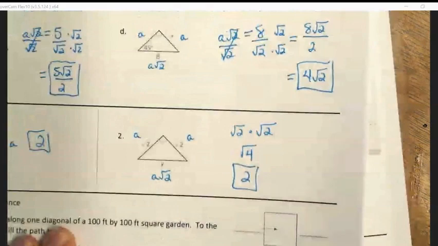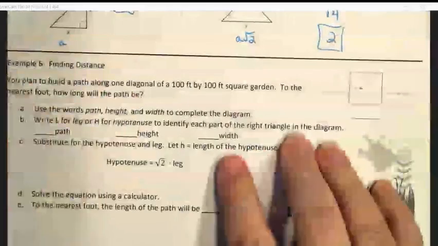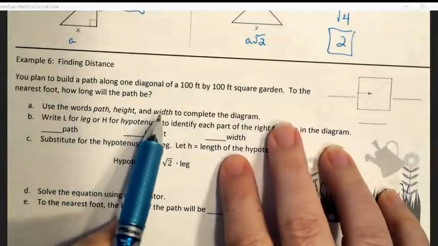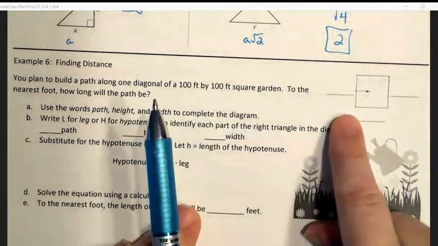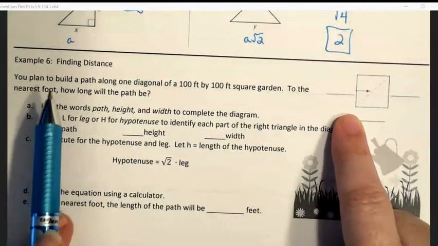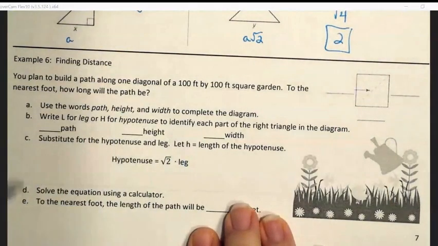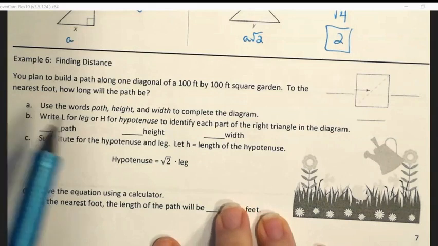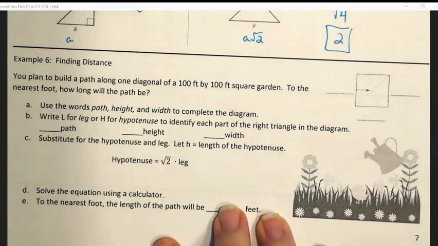Okay, let's try this example. And that's all we're going to do for this video. So the question says, you plan to build a path along one diagonal of a 100-foot by 100-foot square garden. There's kind of a diagram of it here. To the nearest foot, how long will the path be? So that's the question. We're going to use these parts to break it up into pieces. So use the words path, height, and width to complete the diagram.